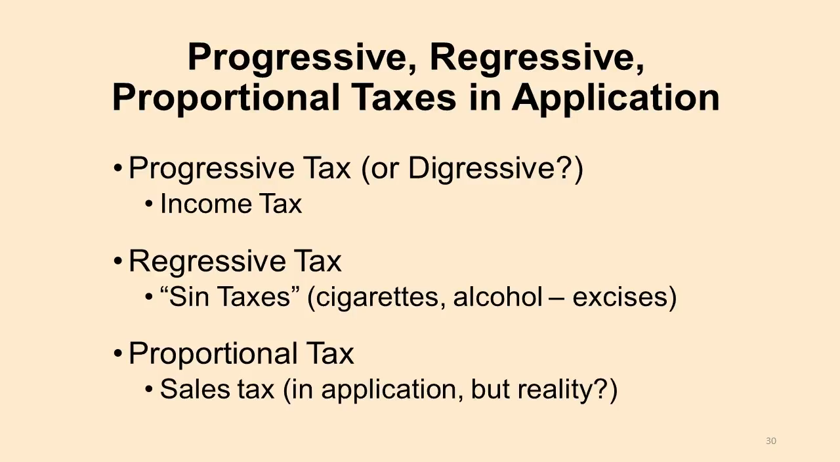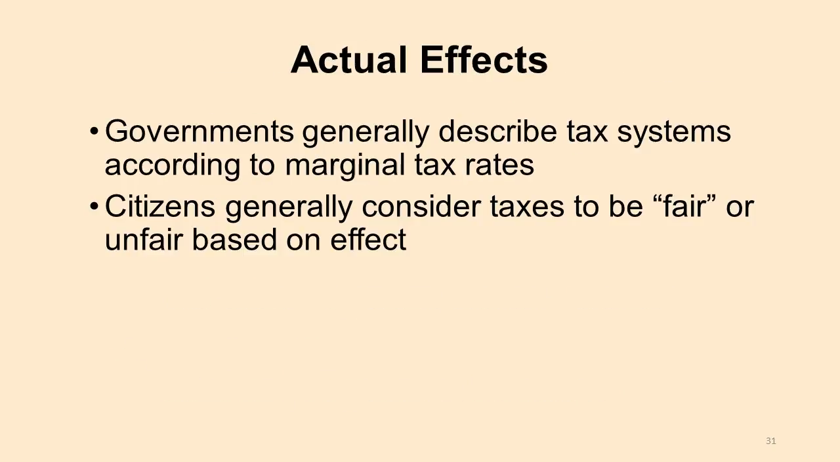So what happens is that governments describe their tax systems, they explain them, they write the rules and they write the charts according to marginal tax rates. And that's coming in just a moment. But citizens don't look at those marginal tax rates as much. Citizens consider taxes to be fair or unfair, not because of the paperwork, but because of how it affects their life. Sales tax is often based not on all sales, but on certain sales.